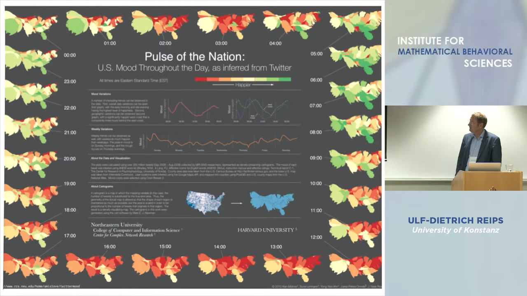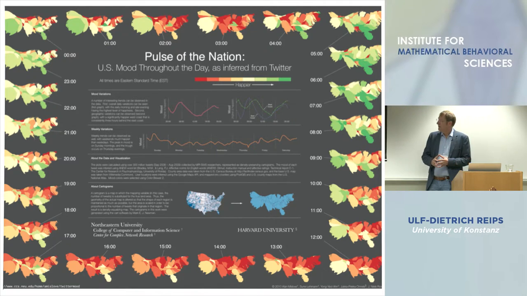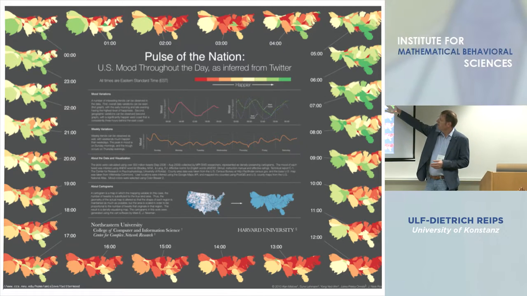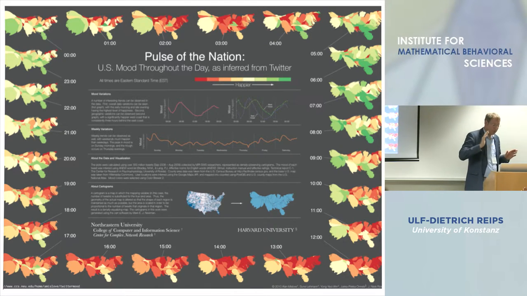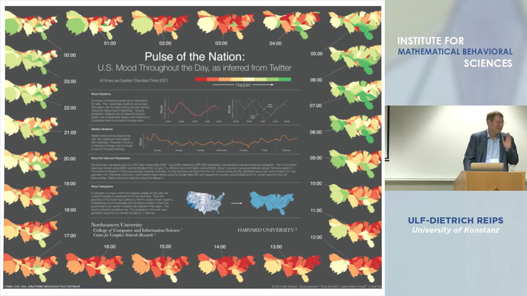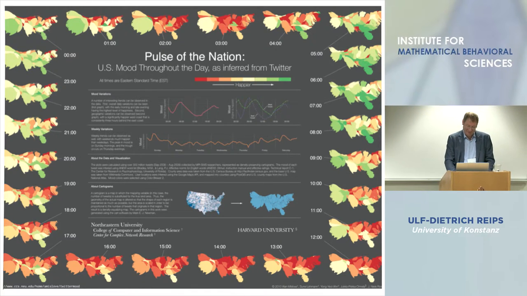Or here an example from psychology. People were looking at the mood throughout the day as inferred from tweets, and you would see here changes from 6, 7 o'clock, 8 o'clock, 9 o'clock, and so on. The mood gets more angry and then calms down and so on.